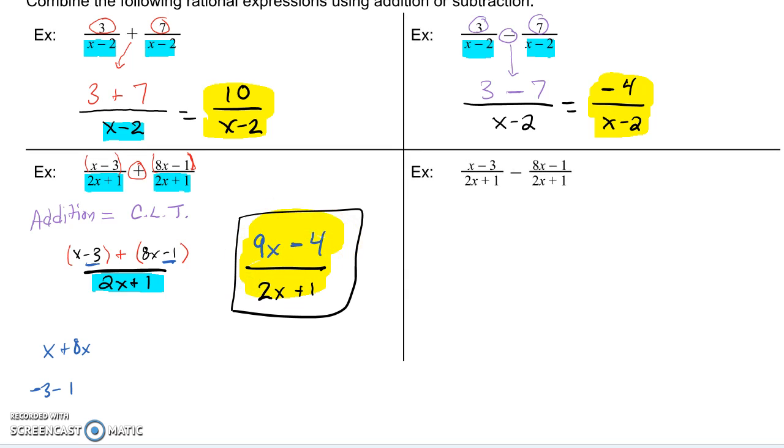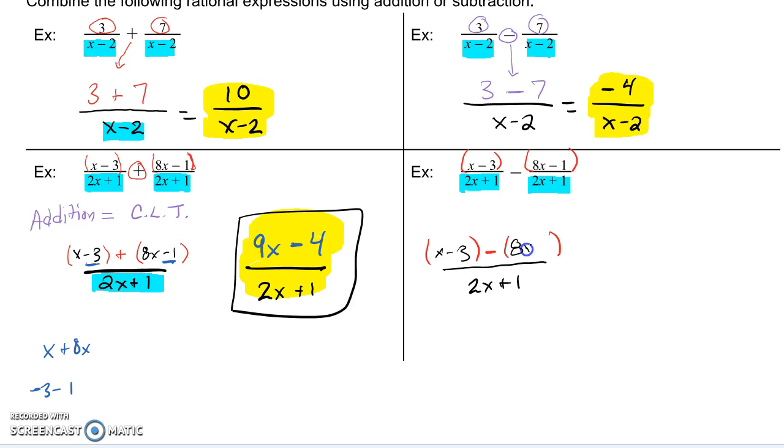Same concept, different outcome in the next example. Same concept because they have a common denominator. First and foremost, I have to always look at that. Keep the denominator, but now it's a subtraction problem. So I'm going to subtract numerator minus numerator. And those parentheses are important. That's what we're subtracting. Everything inside of them comes along.